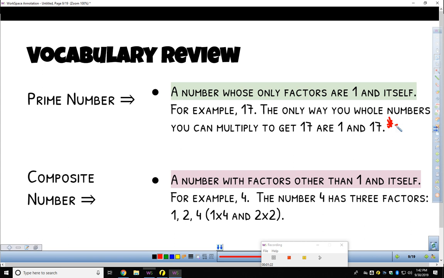For example, 4. The number 4 has 3 factors. You could get 4 by doing 1 times 4. You can also get 4 by doing 2 times 2. And so those are the big ideas: a prime number's factors are 1 and itself.